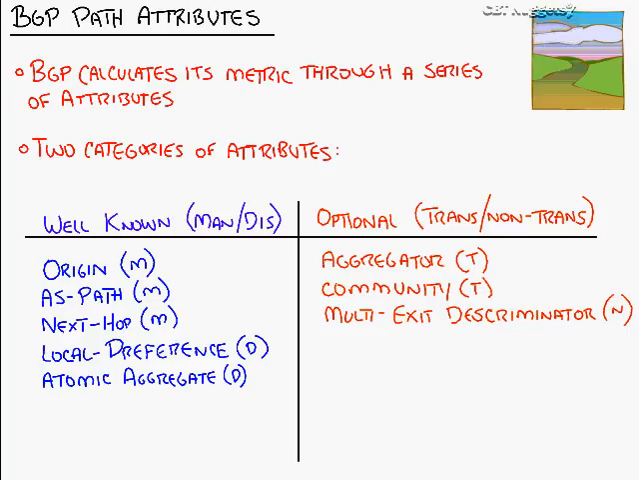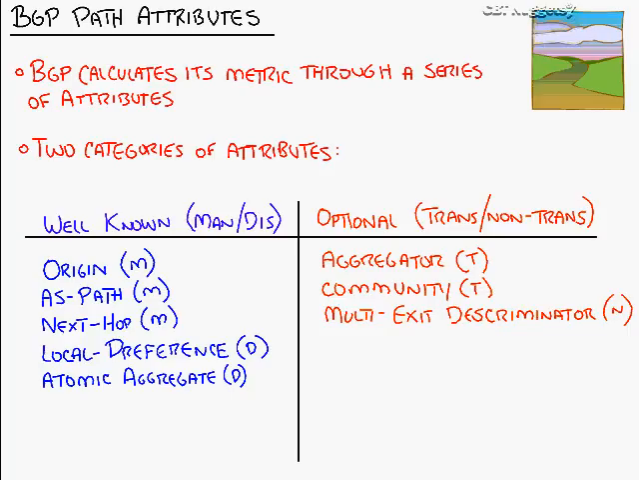Now, under that category, we have transitive and non-transitive optional attributes. Transitive attributes are the ones that will continue traveling through a system regardless of whether or not they are recognized by a BGP router. A non-transitive optional attribute is an attribute that will be stripped off by a router if it does not understand it, or if it just chooses not to propagate that attribute.